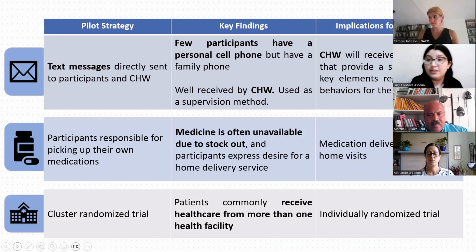Most of the time is due to the administrative and transportation issues that don't go from central Puno to the rural areas. So we are going to implement for the main study the participation of community health workers as a home delivery service of these medicines.